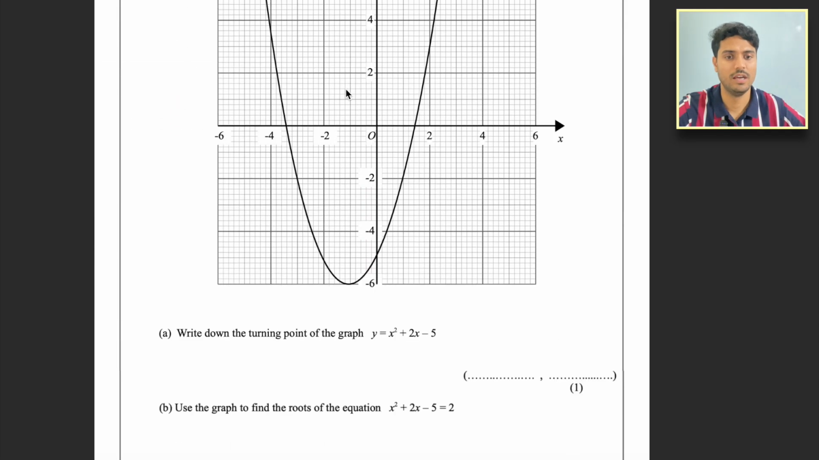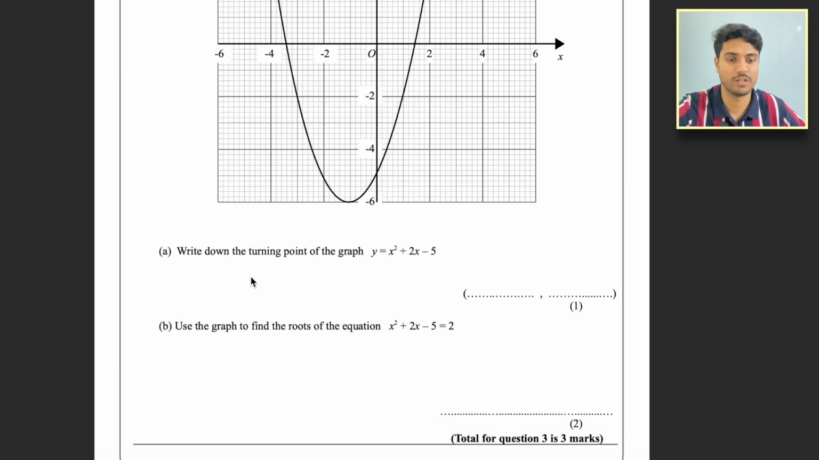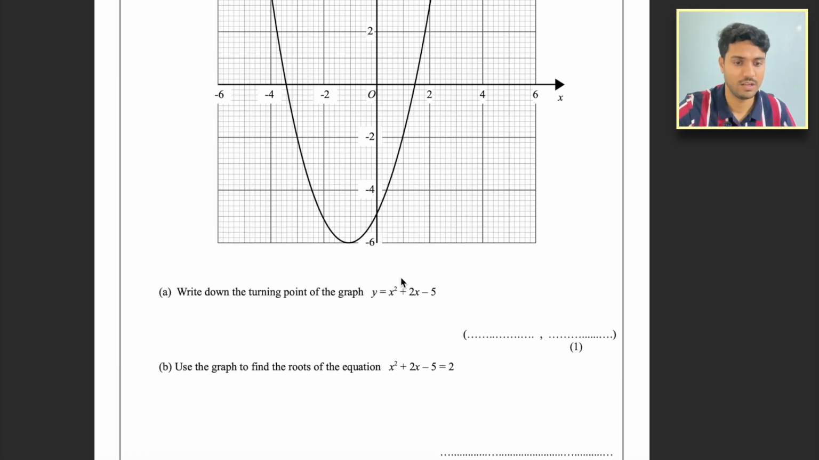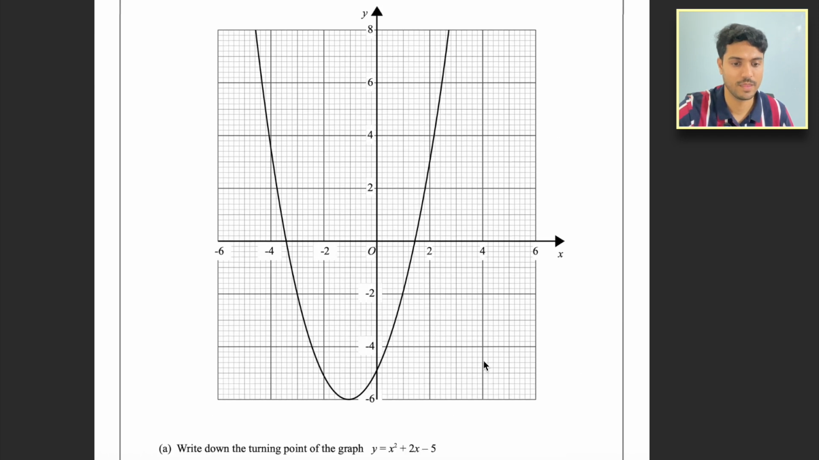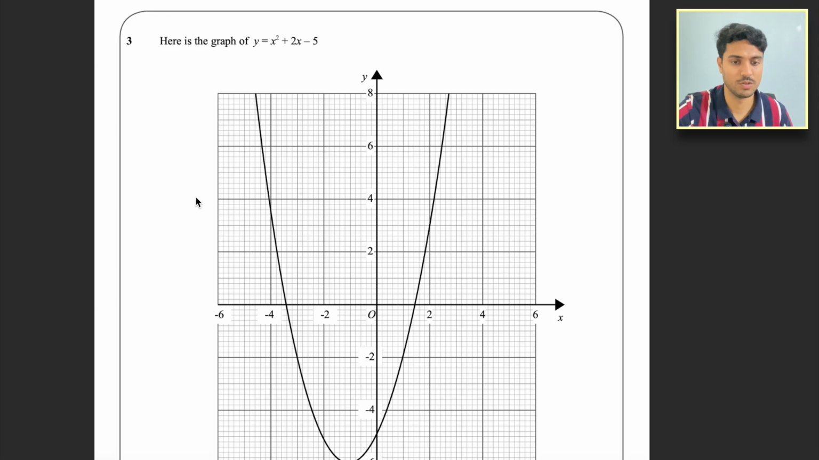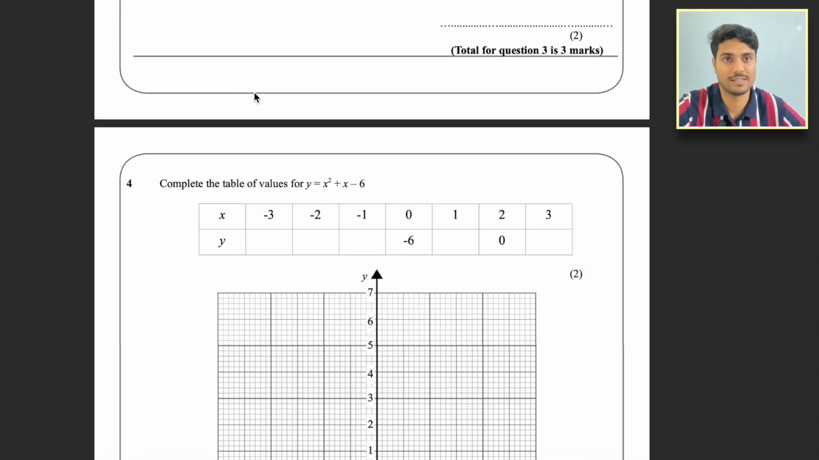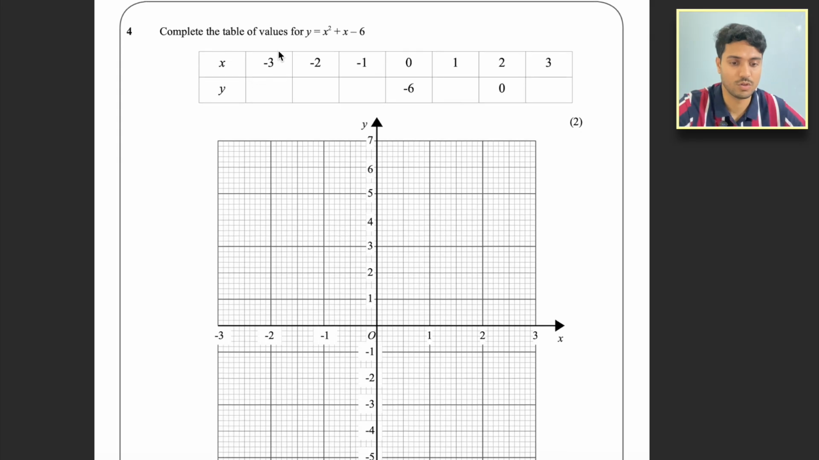Question number 3, it says here is the graph of y equals to x square plus 2x minus 5. The graph is already there. Write down the turning point of the equation. So it's a similar question. Use a graph to find the roots of this equation. So these questions are pretty similar. You can try question number 3 and write down the answer in the comment section, and let's see how many of us guess the correct answer. Let's move on to question number 4.